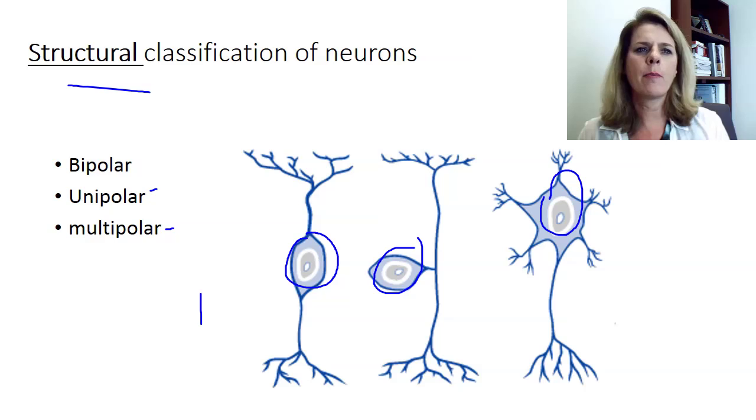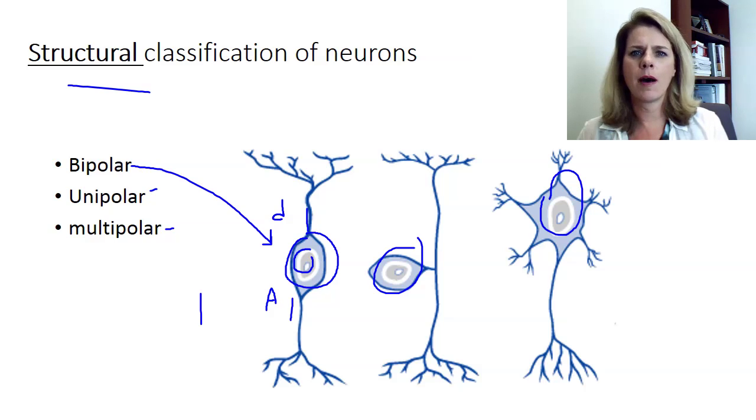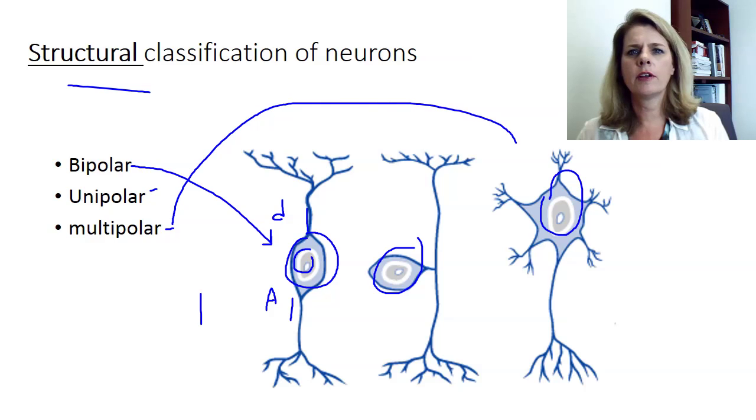So what we're really looking at is how many dendrites are coming off of it. So if you have a bipolar cell, so this one is a bipolar cell. So here's my cell body. I have two things coming off of it. One dendrite and one axon, which makes it bipolar. Multipolar, I'm going to draw my arrow way over here. Multipolar, one axon. There's 1, 2, 3, 4, 5. In this case, 5 dendrites.